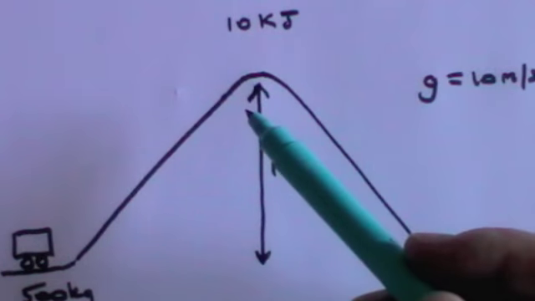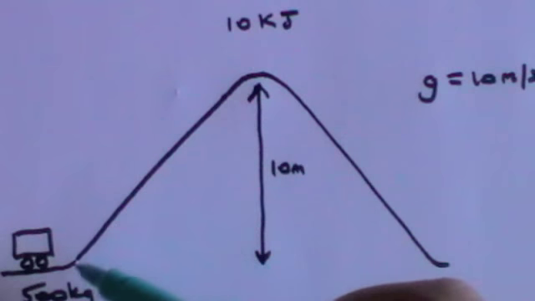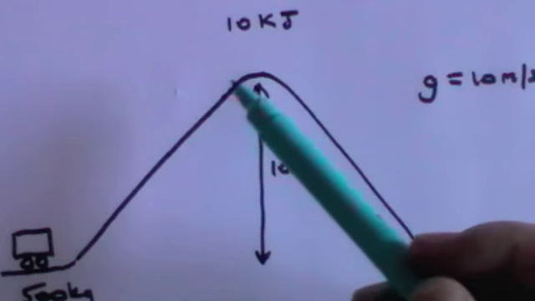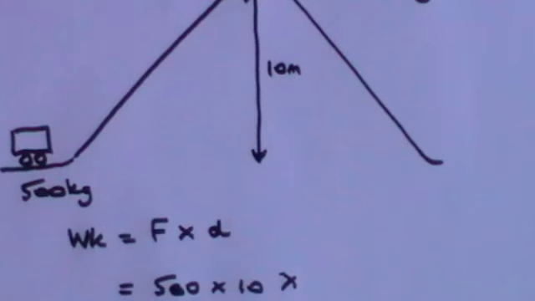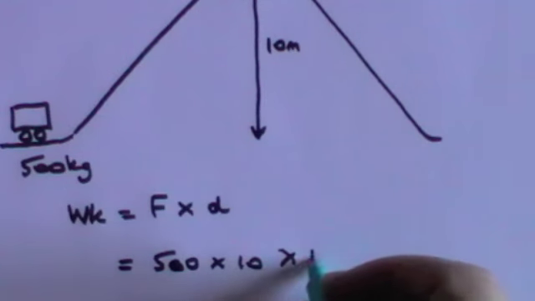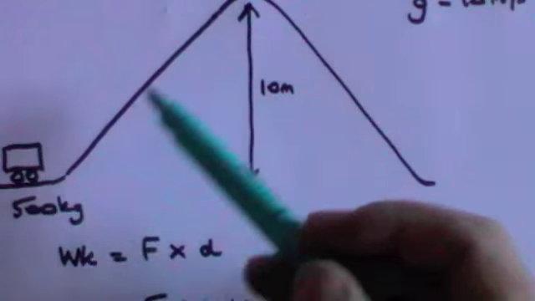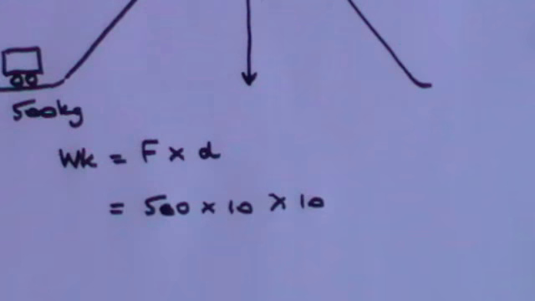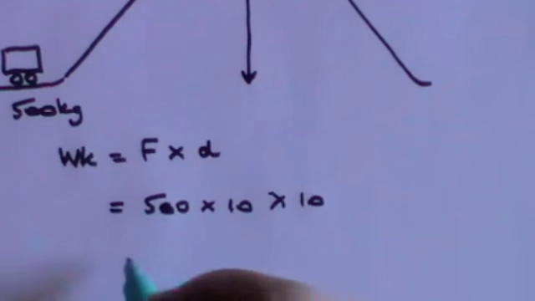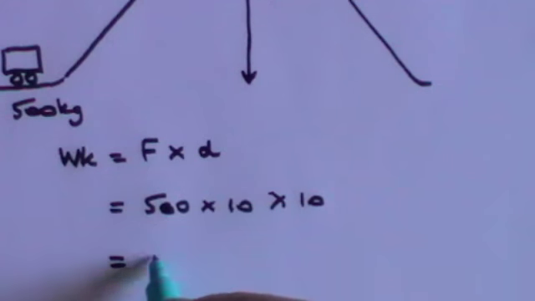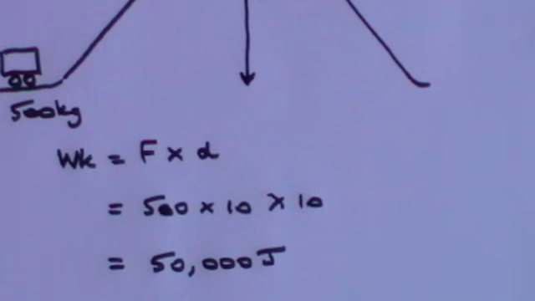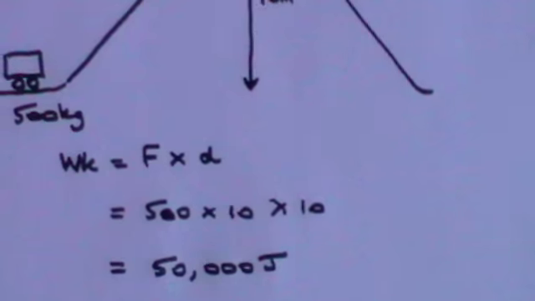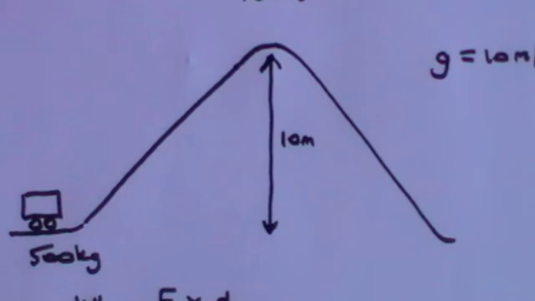It doesn't matter how you raise something to a vertical distance, whether you go directly upwards or whether you go at an angle. It's the vertical distance that matters. So the distance in this case is 10 meters, the vertical height above the ground, not the length of the track. That sometimes can be a bit of a trick. And 500 times 10 is 50,000 joules. So you're going to need an engine with 50,000 joules of energy to get that little car to the top of the roller coaster.